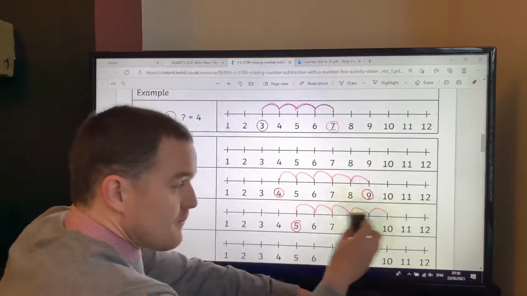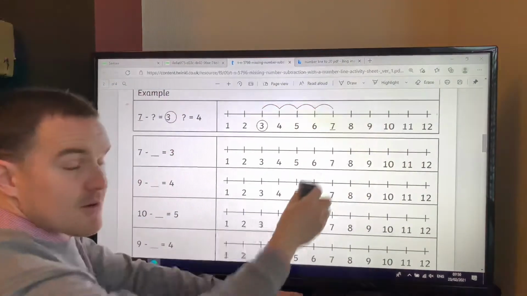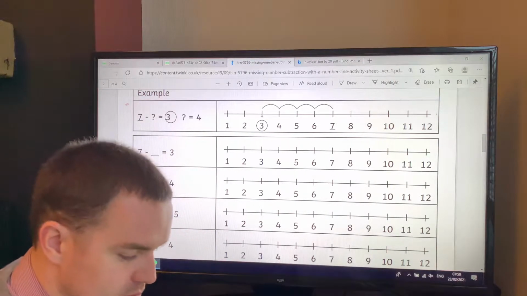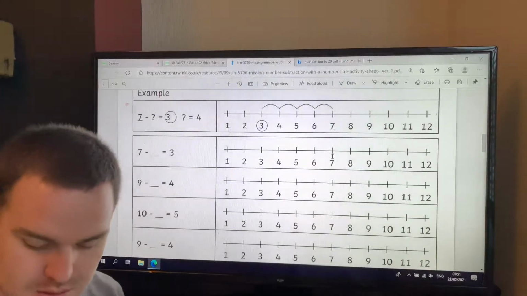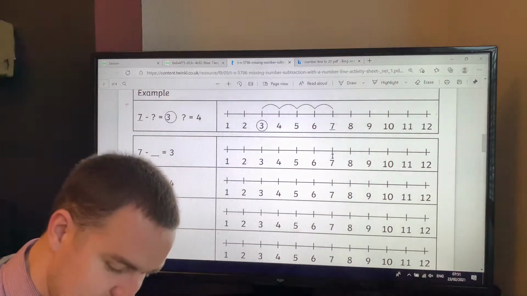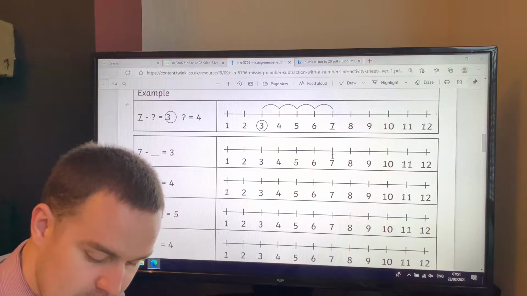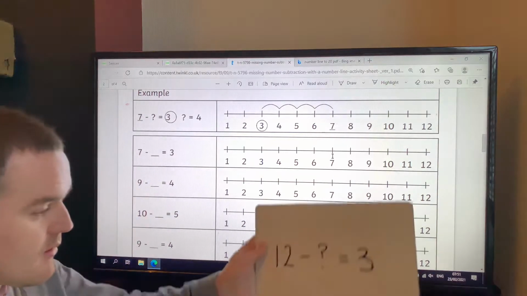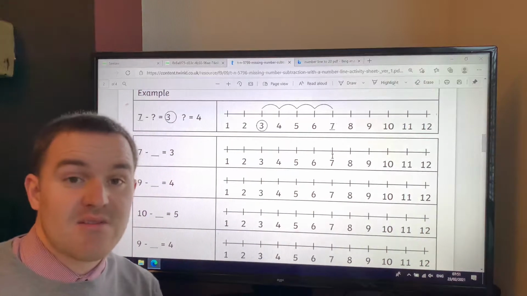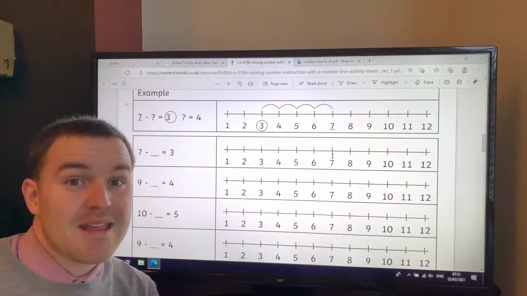Let's try and do some without the number line, okay? We're going to get rid of the number line and we're going to just try and use our fingers. Now, let me write some on the board. We'll do 12 take away something equals 3, okay? Then 12 take away something equals 3. So I'm going to put that 12 in my head and I'm going to count back till I get to 3 and see how many fingers I had to put up, and that will be how many I had to take away in the first place.